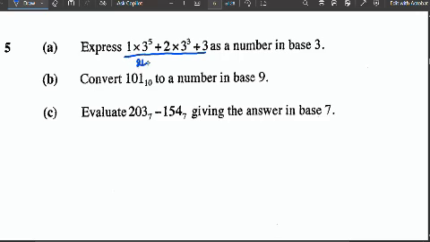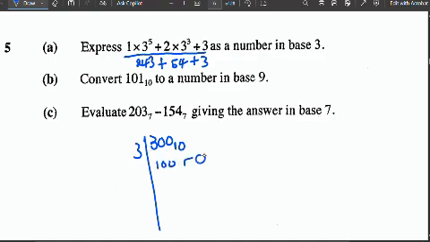So we get 243. 243 times 1, that's 243, plus 3 to the power 3, that's 27. 27 times 2, that's 54, plus 3. So 243 plus 54 plus 3 is going to give us 300. There is no other base, so it's in base 10. Now moving from base 10 to base 3, we just say 3 into 300, that's 100, remainder 0.